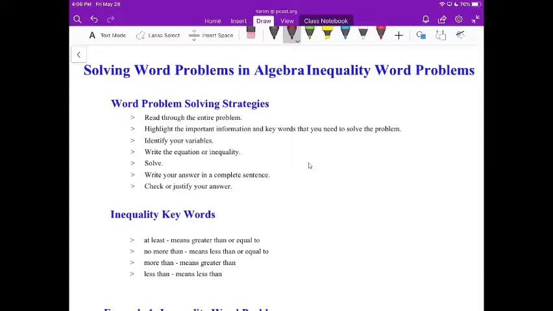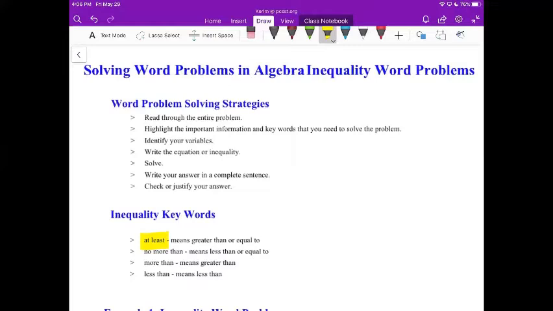So let's look at some key terms, keywords. The first one is at least, meaning greater than or equal to. At least, greater than or equal to, because when we say at least 5, for example, that means 5 or above. So that's why it's greater than or equal to.